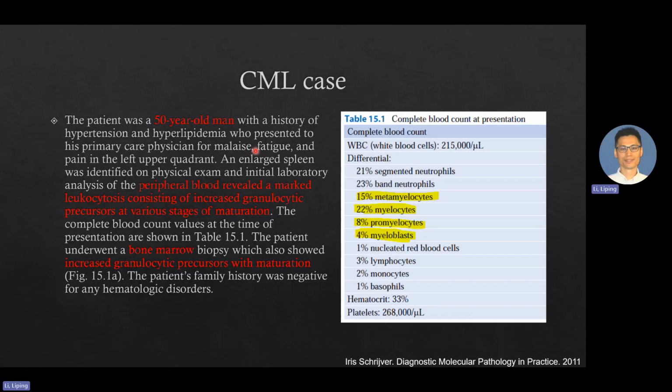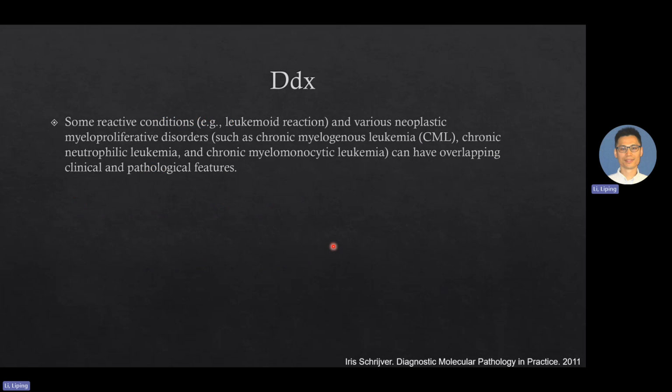This is a CML case, a 15-year-old male. We just know that this patient had marked leukocytosis, and when we see the differential, we had all kinds of immature to mature differentiation of the myeloid. So I think yesterday we also talked about some case like this. Our differential may be a reaction due to infection or another thing, or also a neoplastic myeloproliferative disorder, including CML, like the patient we talked about yesterday. So this is all in our differential.